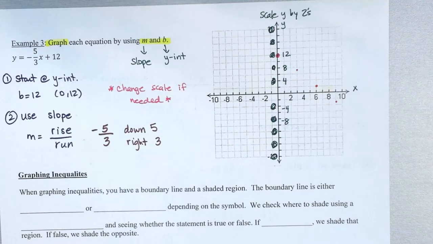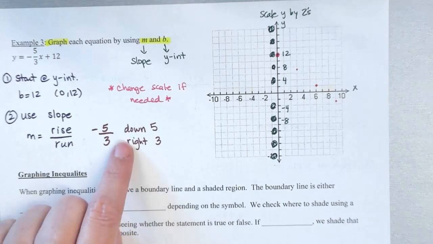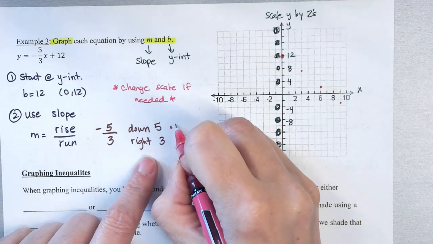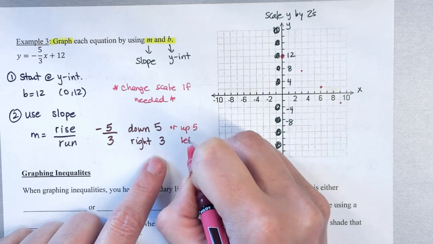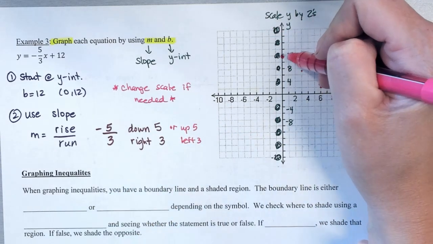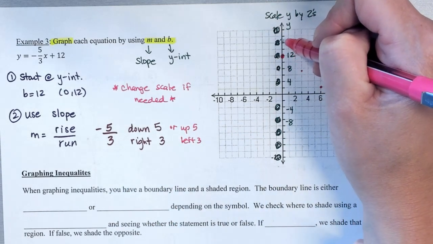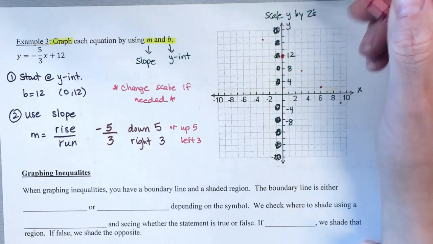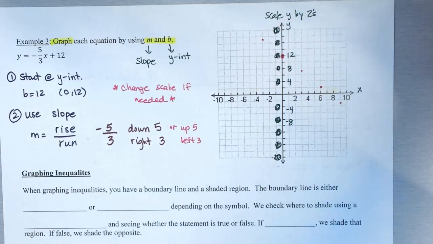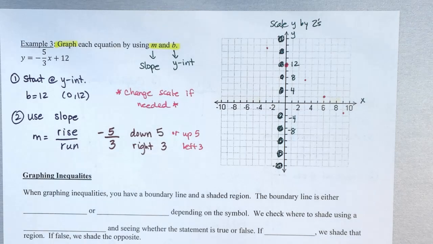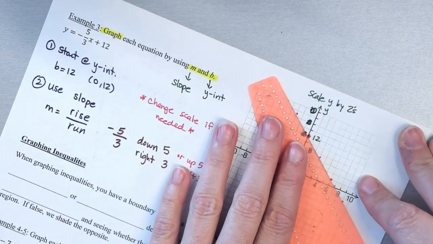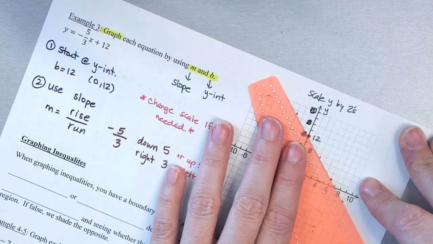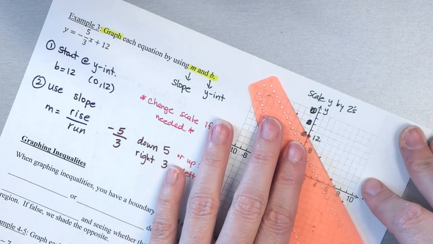Now you can also go the alternate way. So instead of going down 5, right 3, you could go up 5 and then go left 3. So if you went up 5, 2, 4, 5, 1, 2, 3. Okay, and then you can connect those points. So again, I try to do 5 points on there. You want to span your grid. You want it to be as accurate as possible.